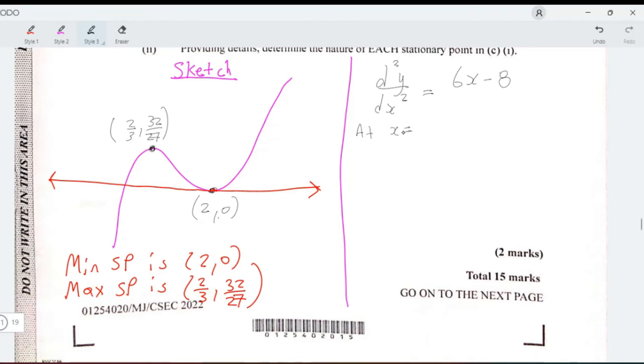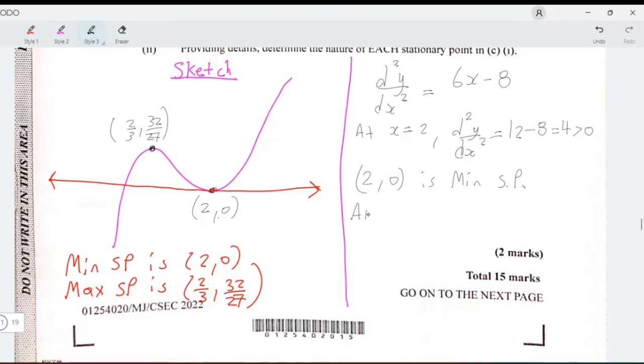At x equal 2, we get d2y by dx squared is equal to 6 times 2 is 12 minus 8, which is 4, which is greater than 0. When it's greater than 0, it is a minimum stationary point. So 2, 0 is a minimum stationary point.